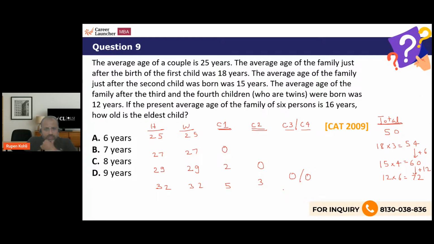And this is what happened. And then finally, if the present average age of the family of six persons is 16 years, how old is the eldest child? Obviously, from 12 to 16 the average has increased by 4 years. So we are talking of a timeline 4 years further down the line. So how old is the eldest child? 5 plus 4, 9 years, right?